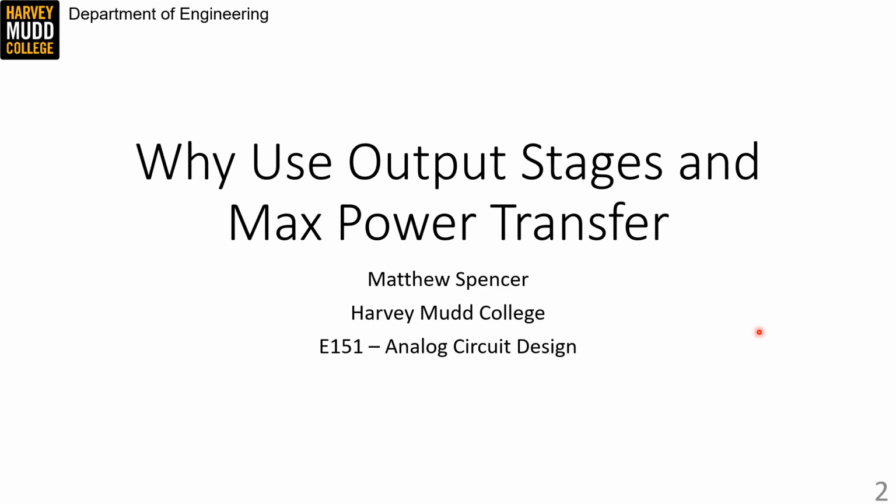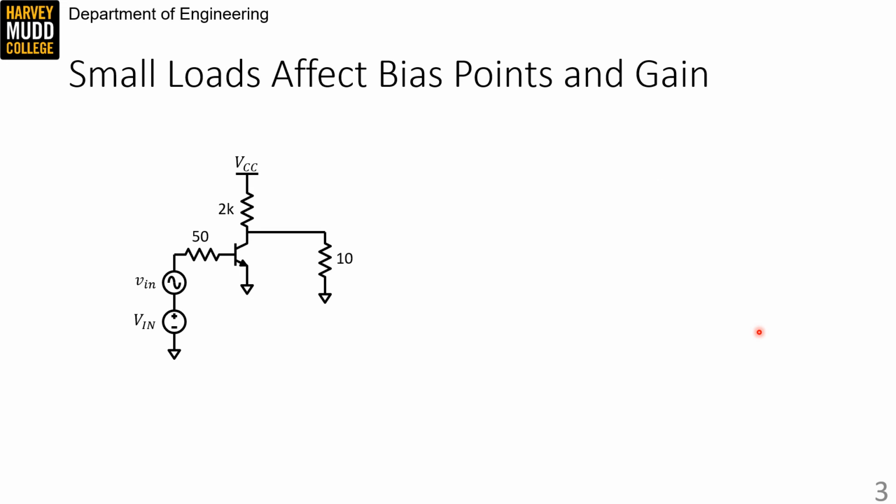I've drawn a common emitter here that is DC coupled to a very small load resistance. As you might have discovered in lab, very small load resistances mess with your bias point. In this case, we know the highest voltage we could possibly get at the output node will occur if the transistor is in cutoff. And that output voltage still won't be very high because it's set by a voltage divider between 2 kiloohms and 10 ohms when the transistor is not conducting any current.